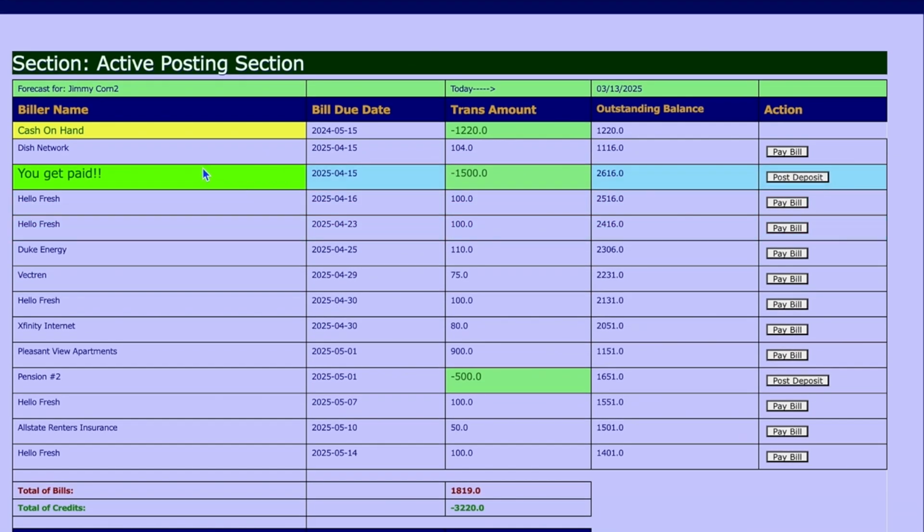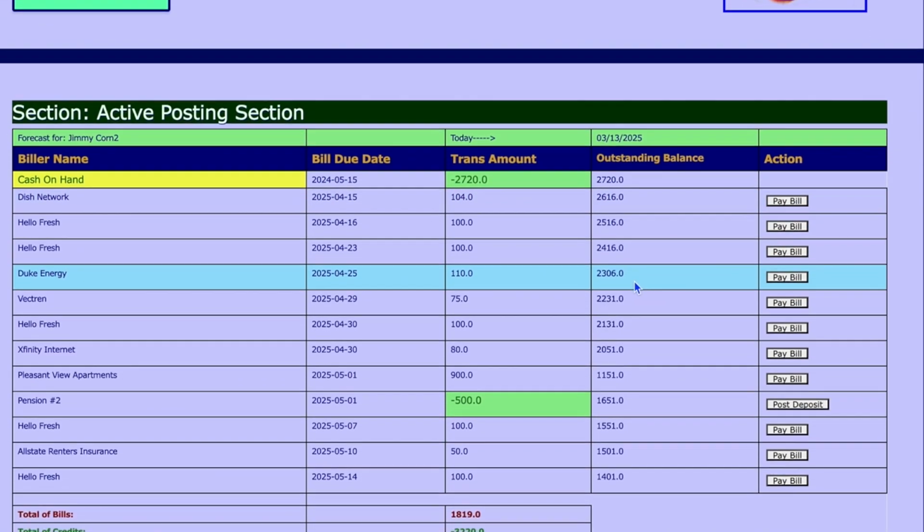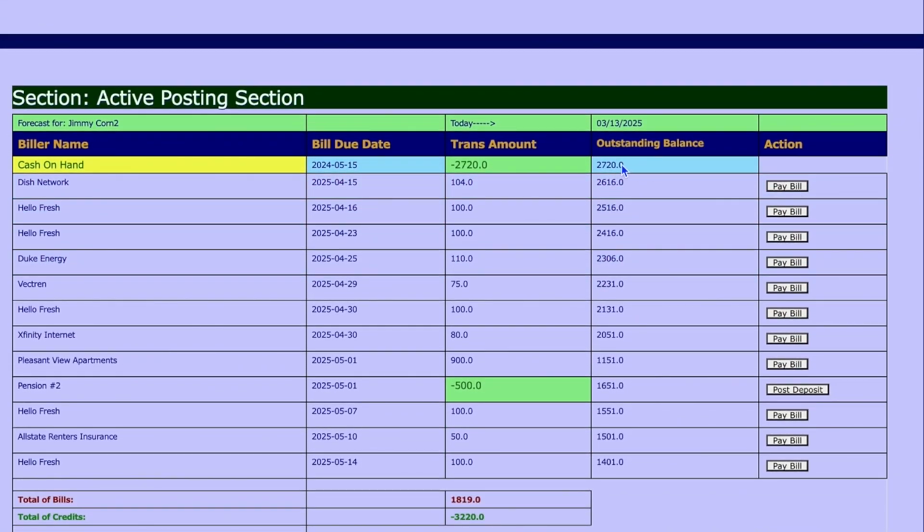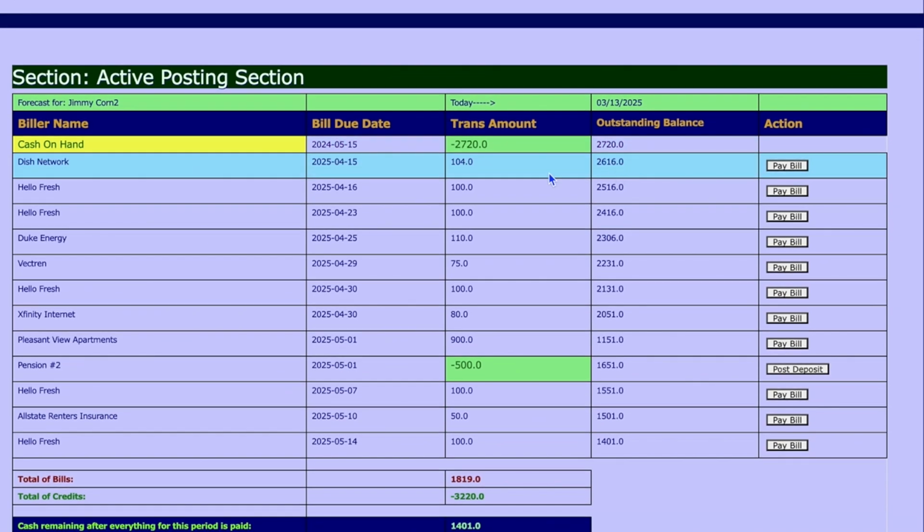As soon as this paycheck of $1,500 gets into the bank, we're going to click post deposit, and that's going to put it into our balance. And it did. We went from whatever was here before to $27.20. When Dish Network, when it's time to pay them, go ahead and you'll write that check, and then in here you'll click pay bill, and that will take that $104 and it'll show that that has been paid. It'll disappear, and this balance of $27.20 will drop to $26.16. Let's do that right now.